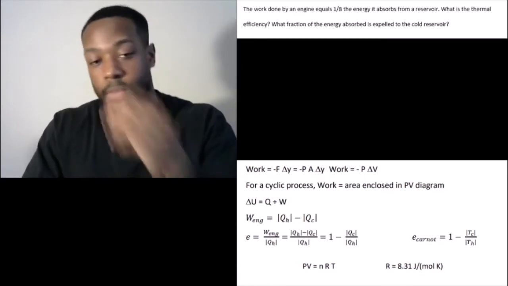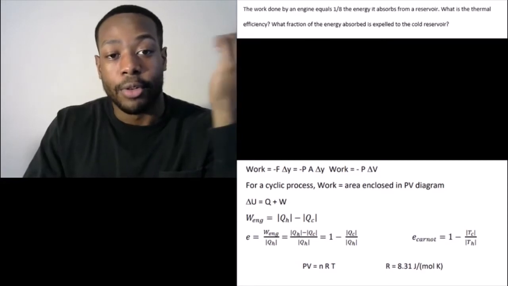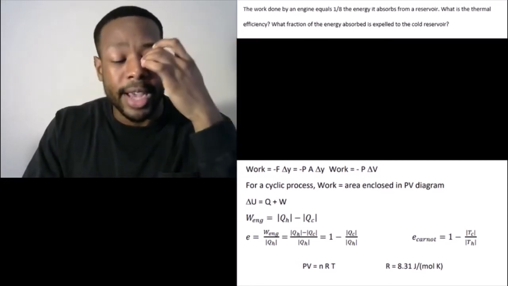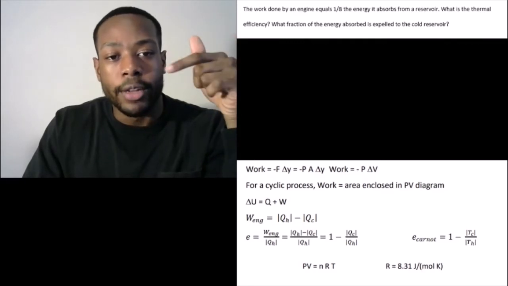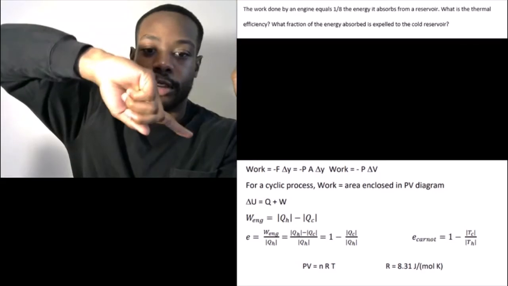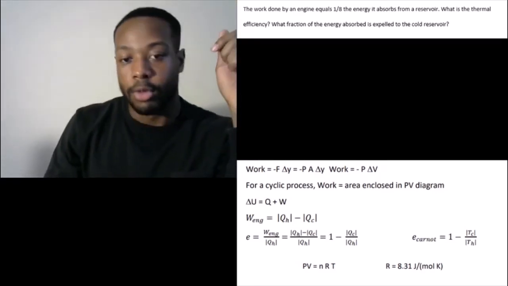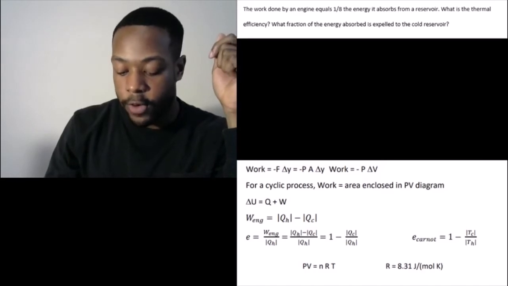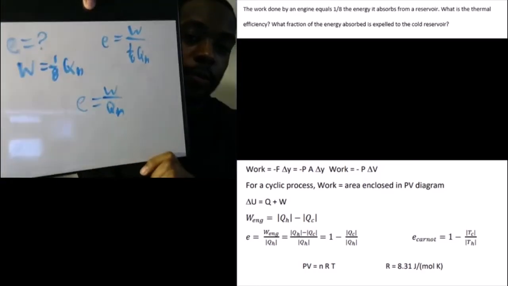And you'll notice we have work, QH essentially, and we've got E, right? And there's only one formula that uses all those, right? It's going to be E equals work, the engine, over QH. And hopefully you saw that.